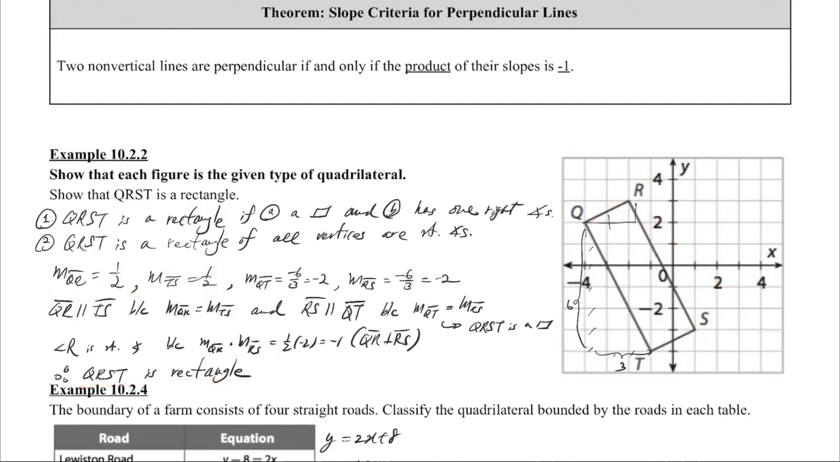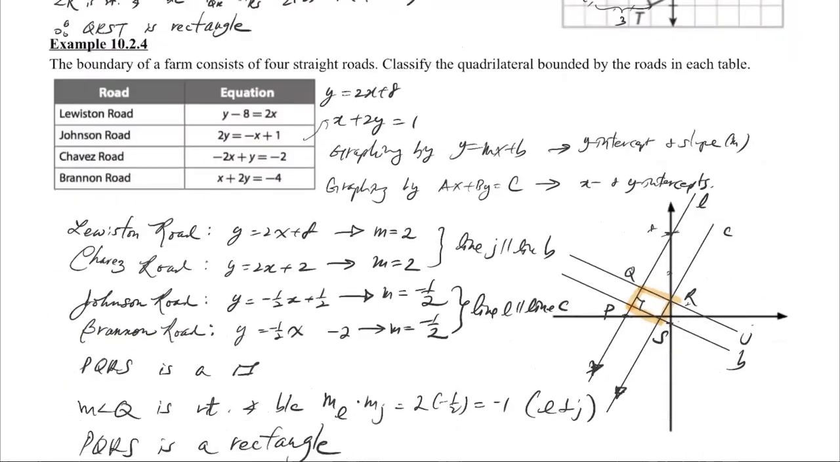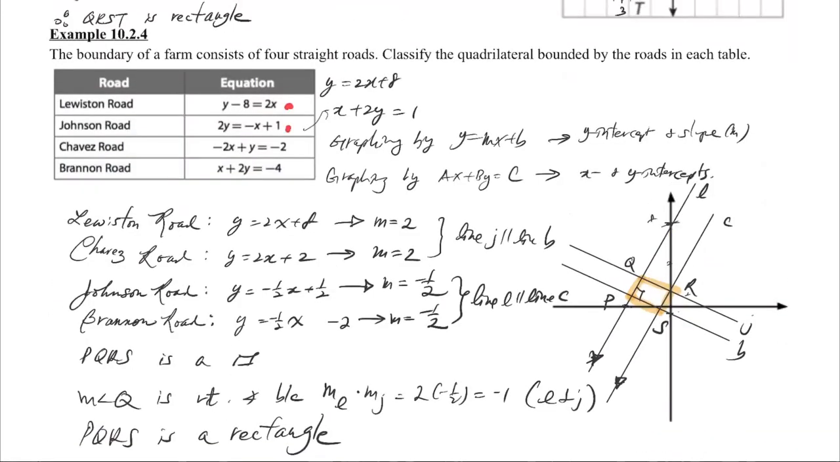All right, guys, let's go to the next example. What I did was I worked it out and drew the picture. This is L, this is J, C, and B. L, C in small letters, J, and B. Okay, so what did I do? This one, y is equal to 2x plus 8. So the y-intercept is 8, my slope is 2, and there you go.